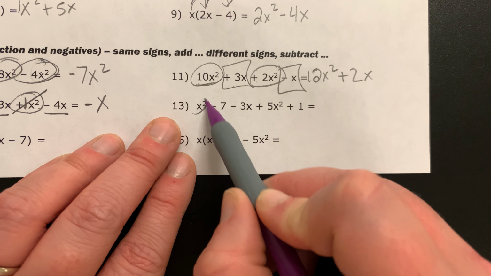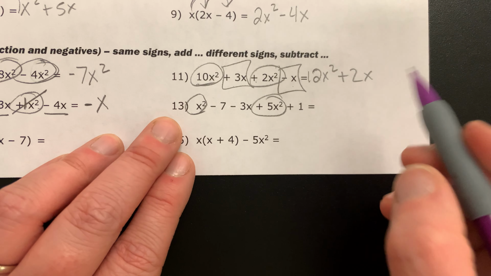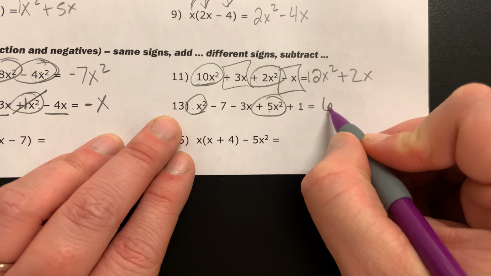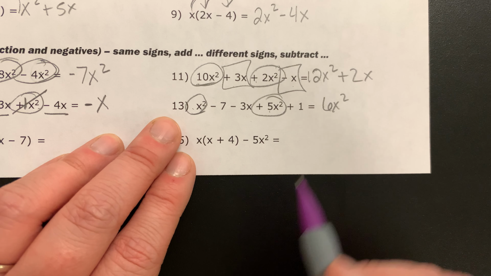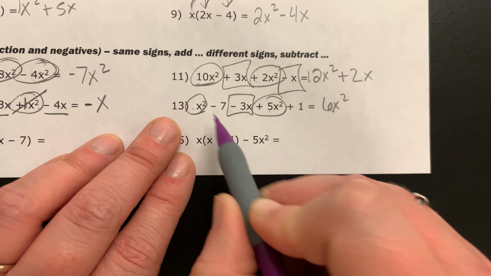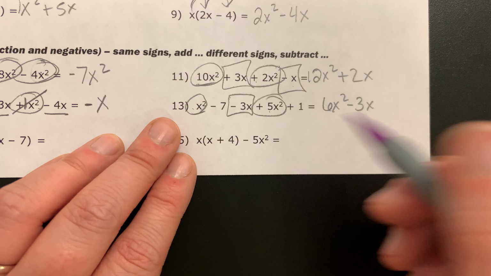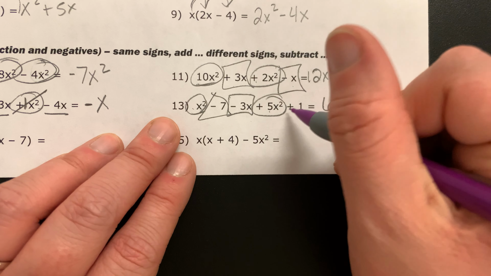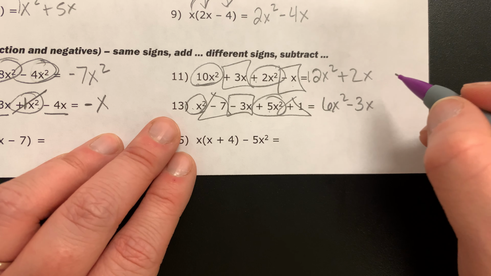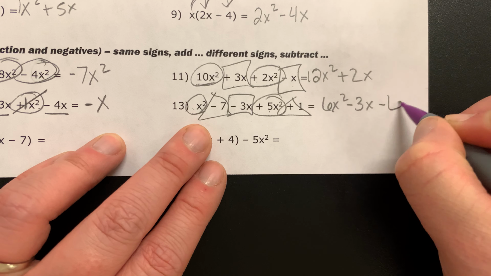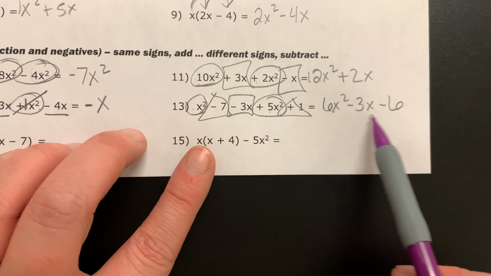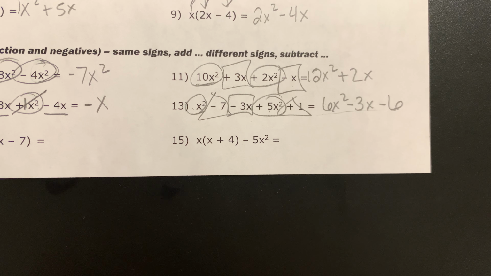Okay, here's an x squared. There's an x squared. 1 plus 5 is 6x squared. Then I have an x. I don't see any other x's to combine it with, so I'm just going to bring it over. And then I have negative 7 and positive 1. Negative 7 plus 1 is negative 6. I cannot combine any of those together. They're all different.